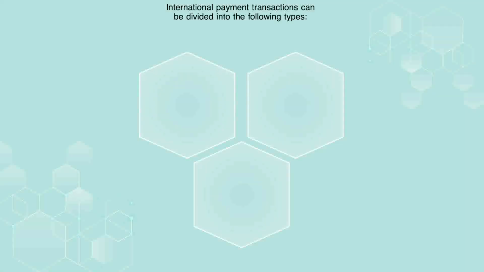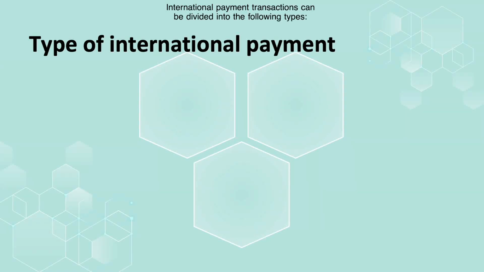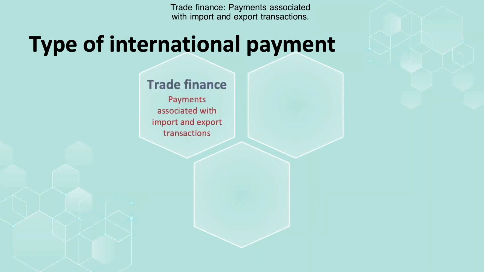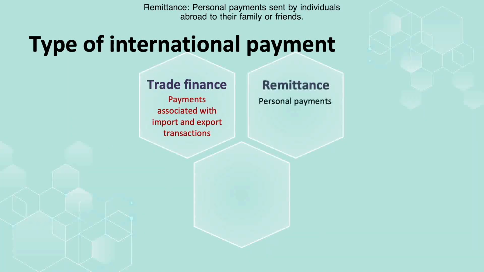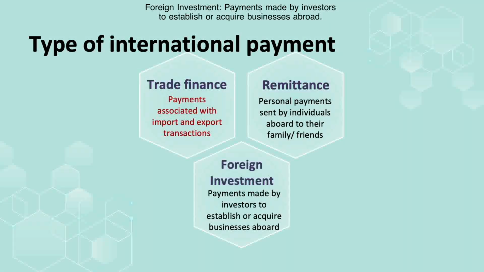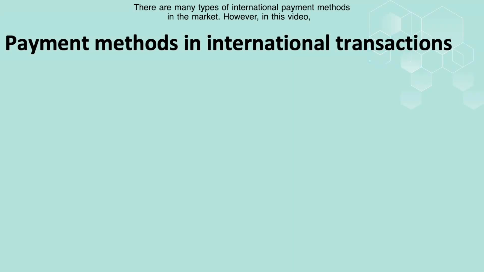International payment transactions can be divided into the following types. Trade finance, payments associated with import and export transactions. Remittance, personal payments sent by individuals abroad to their family or friends. Foreign investment, payments made by investors to establish or acquire businesses abroad. Each type serves different purposes in the global financial ecosystem, facilitating various aspects of international economic activity from personal transfers to large-scale business investments.